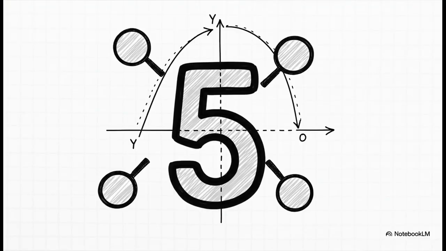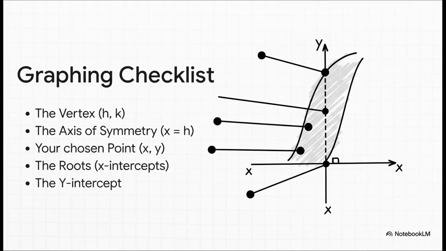So, when you create your graph, say in a tool like Desmos, you can't just plot the curve and call it a day. You need to act like a real architect and label 5 critical features of your structure. Clarity here is everything. Here is your graphing checklist. You've got to clearly label the vertex, the axis of symmetry, which is just that vertical line that perfectly splits your parabola in half, of course your chosen point, the roots, which are the x-intercepts where the curve hits that horizontal axis, and finally the y-intercept where it crosses the vertical axis. Each one of these tells a key part of your parabola story.